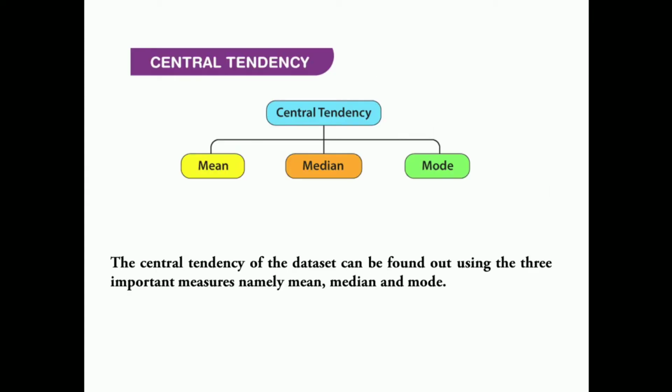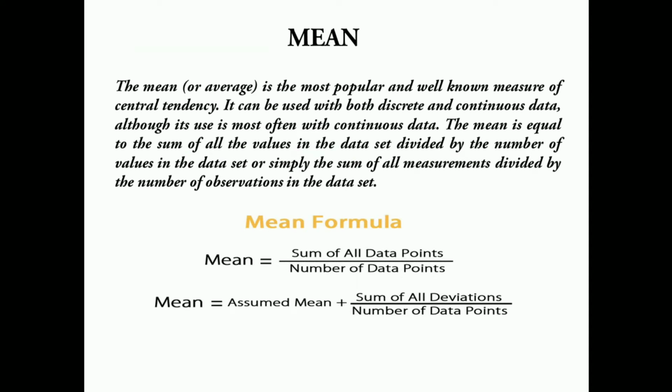Here, this diagram shows the three measures of central tendency. The central tendency of the data set can be found out using the three important measures, namely mean, median, and mode. Now, let's look into the mean. The mean or average is the most popular and well-known measure of central tendency. It can be used with both discrete and continuous data.